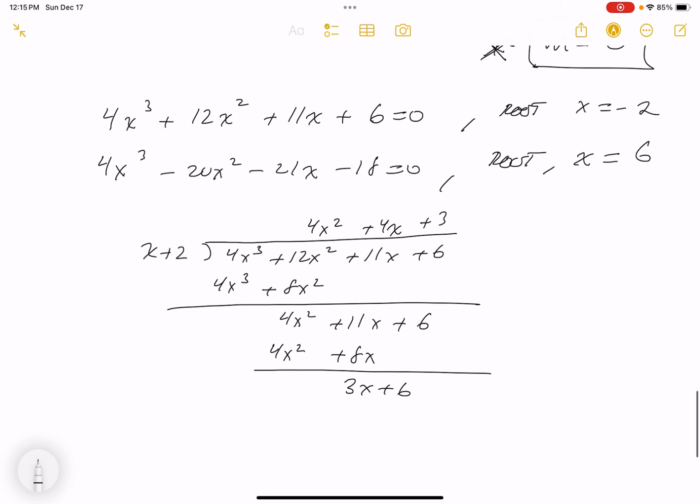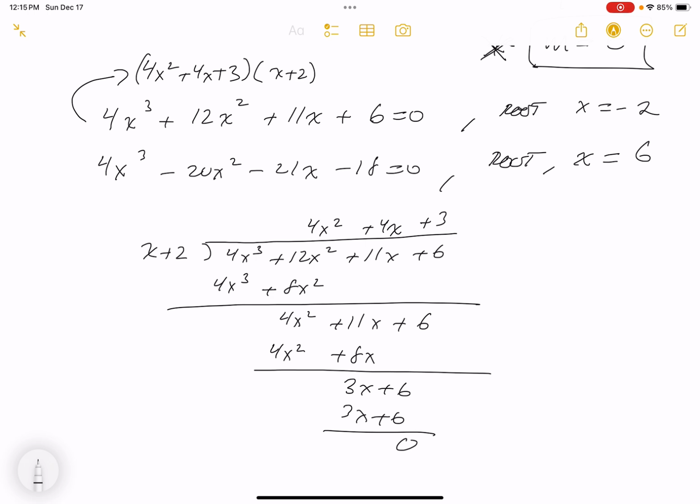I can say plus 3. What do you get there? 3x plus 6. As expected, by the way. We're getting a remainder of 0. So this first guy here, I'll write this down now. It's the same thing as saying 4x squared plus 4x plus 3 times x plus 2.